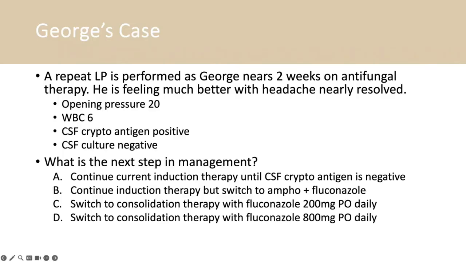And John, are you next? Yeah. A repeat LP is performed as George nears 2 weeks of antifungal therapy. He is feeling much better with headache nearly resolved. Pressure 20, white count 6, CSF crypto positive, CSF culture negative. What is the next best step in management? Continue current induction therapy until CSF crypto negative; continue induction but switch to amphotericin plus fluconazole; consolidate therapy with fluconazole 200 daily; or consolidate therapy with fluconazole 800 PO daily.